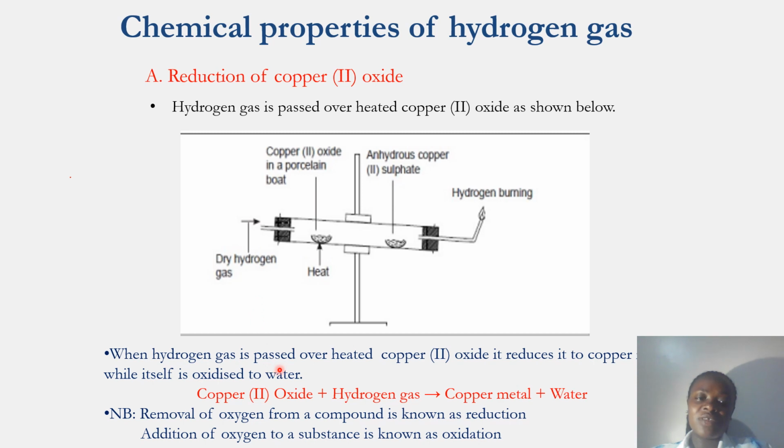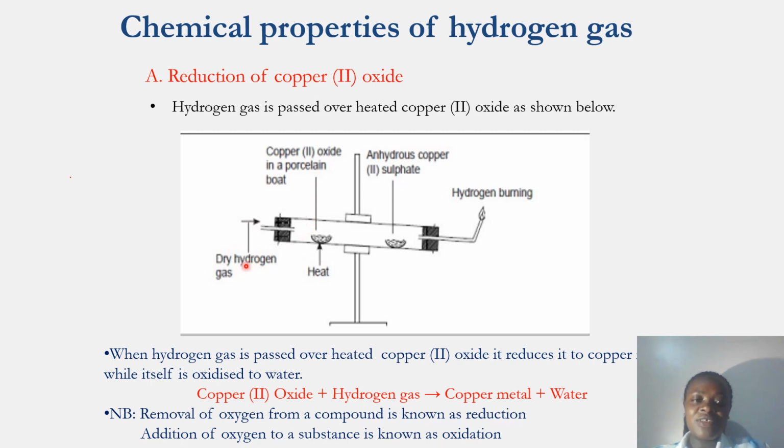So we say when hydrogen gas is passed through the combustion tube, it reduces copper 2 oxide. So when copper 2 oxide is reduced, remember, reduction, the removal of oxygen from a compound is what we are referring to as reduction. So when hydrogen removes oxygen from copper 2 oxide, it will form copper metal. So we are going to have copper metal.